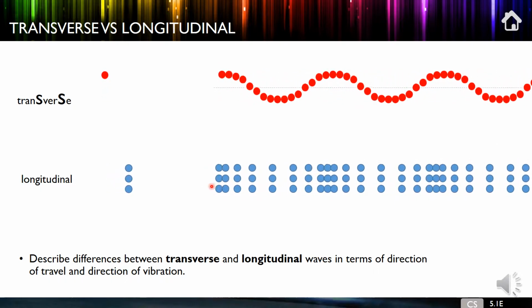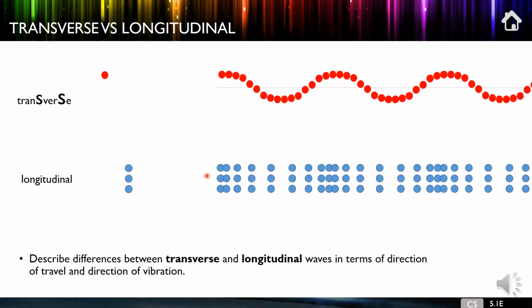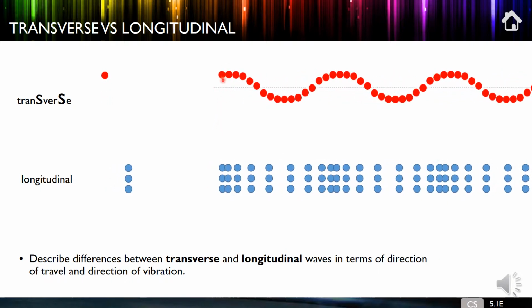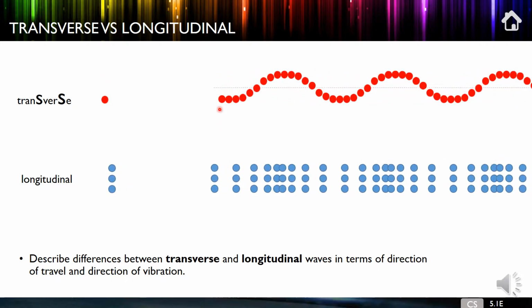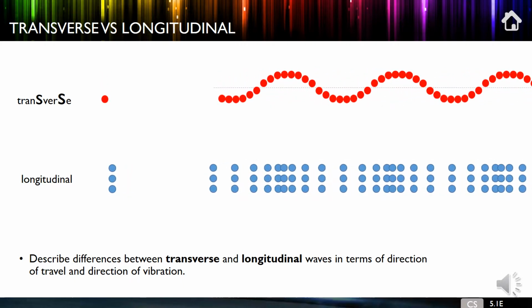It's quite difficult to state in a concise and short way, but the essence of it is, in a transverse wave, the particles are moving at 90 degrees to the direction of travel, and in a longitudinal wave, they're traveling parallel to the direction of travel.